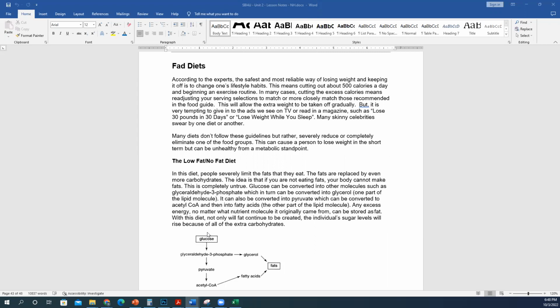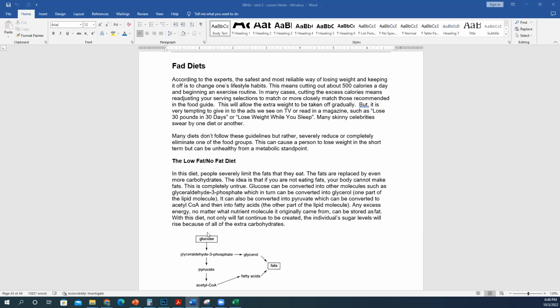But it's very tempting to give in to ads that we see on TV. After all, gradual weight loss is a very slow process. You have to look at it as a lifelong process. So it's very tempting to look at ads that we see on TV or magazines or on YouTube or social media that suggest that you can maybe lose 30 pounds in 30 days or lose weight while you sleep. And then you have various celebrities that swear by one diet or another.